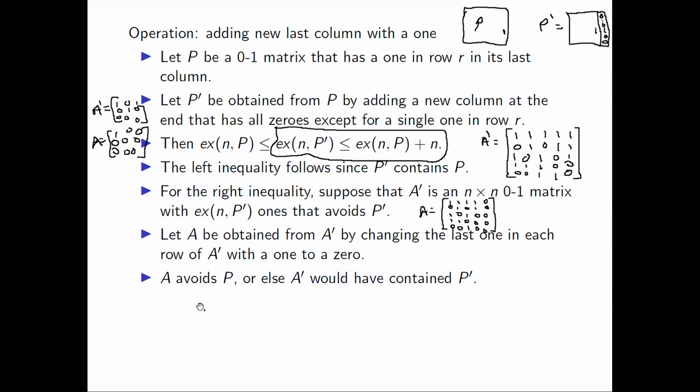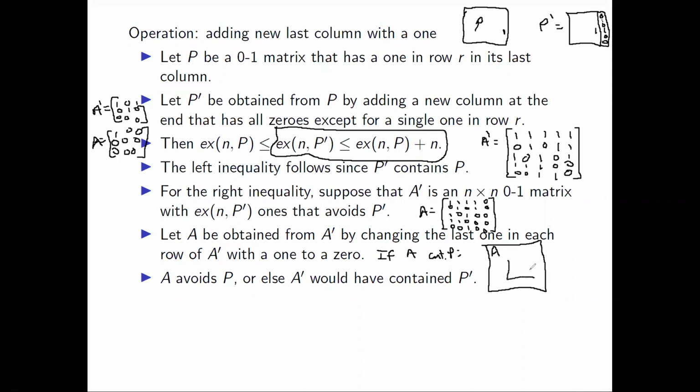And I claim that A avoids P. Why must A avoid P? Well, if A contained P, then let's draw a picture of that. So here's A. It has some copy of P in there. Here's P. And we know the copy of P has that 1 in row R. So in that submatrix of A, in that copy of P, there is the 1 in row R of P.